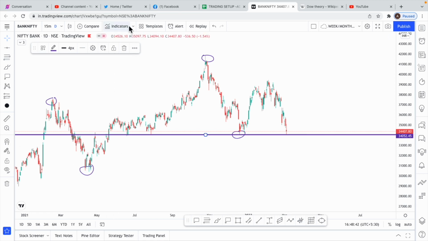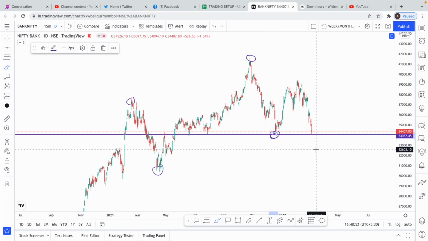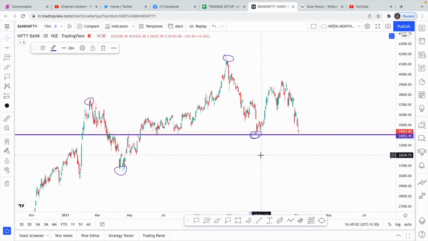If you see on the daily chart, as per Dow theory, we are still in an uptrend. That uptrend might change if this low is broken. We might start making lower highs and lower lows. We'll start making lower lows, right?